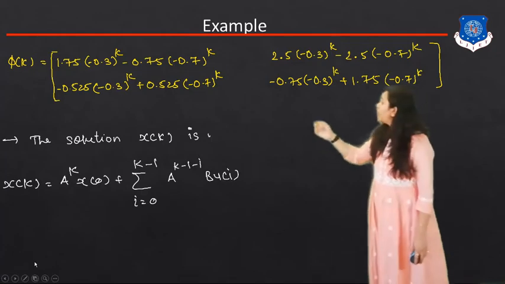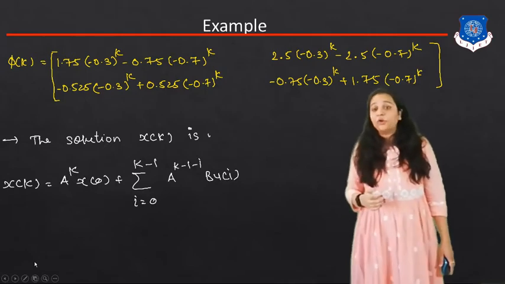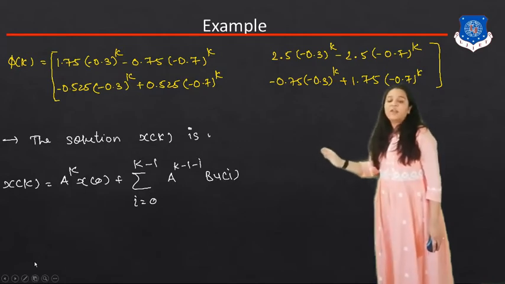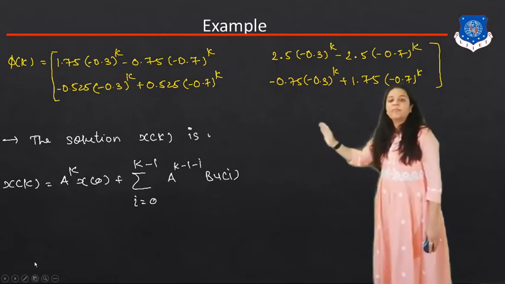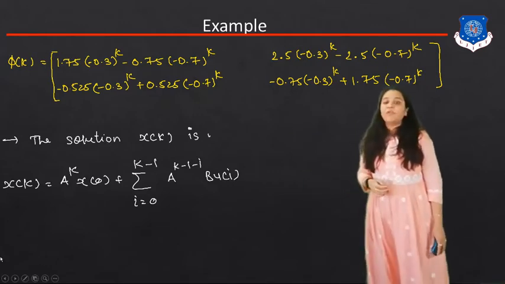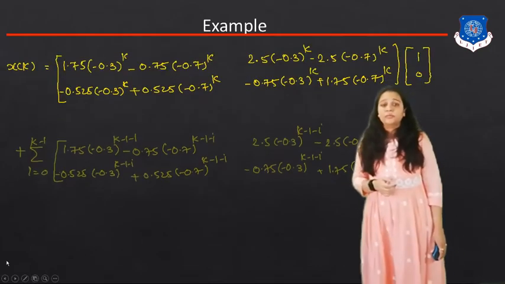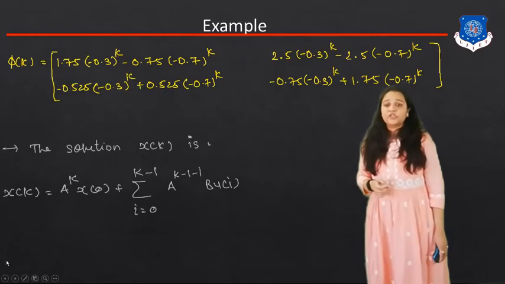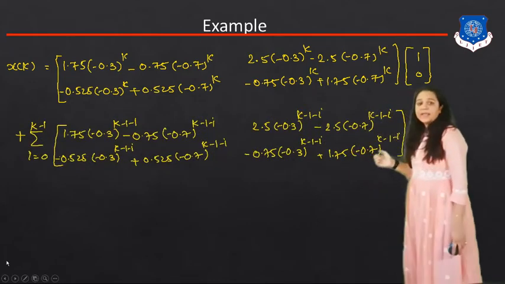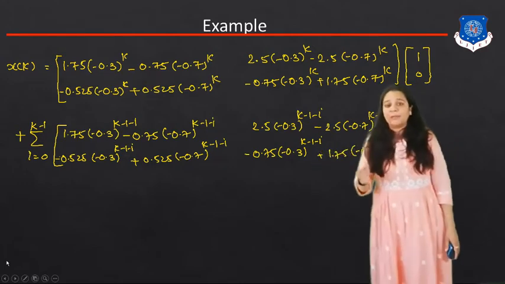Now the solution x(k) is the general solution equation that we studied in the last video. So x(k) is nothing but A^k x(0) plus the summation from i = 0 to k-1 of A^(k-1-i) B u(i). Put the value of this term x(k) that is given, and we can multiply x(k) with this matrix, [1 0], plus the summation from i = 0 to k-1. Here put the value of k as k-1-i.